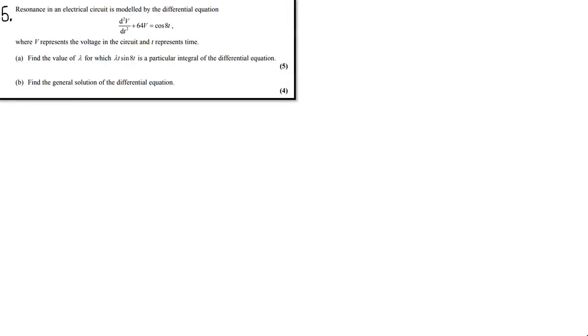Question 5 here is a question taking a look at a second order differential equation. So we're told resonance in an electrical circuit is modelled by the differential equation. Okay, so we got the differential equation here, where V represents the voltage in the circuit and T represents time. And for part A, we're asked to find the value of lambda, for which lambda t sine 8t is a particular integral of the differential equation. So what I'm going to do here to start with for part A is just write down our differential equation again, just so we've got it as our working.